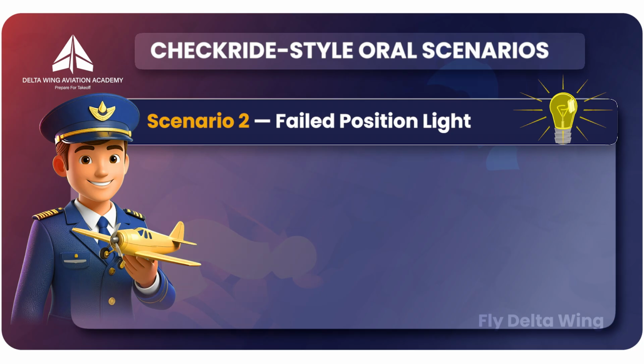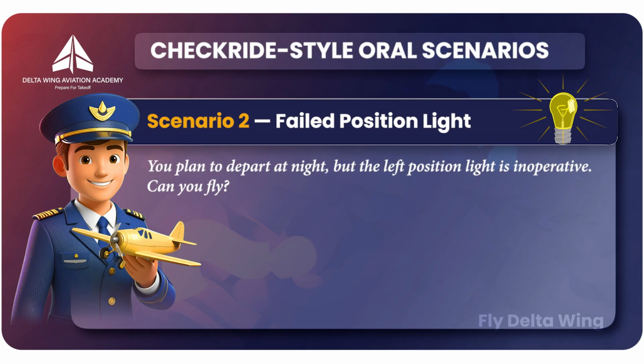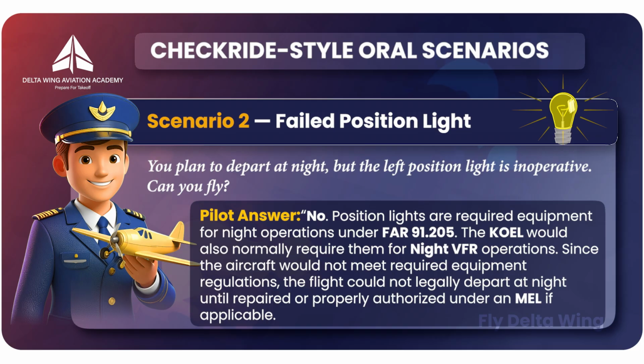Scenario 2, failed position light. DPE question: You plan to depart at night, but the left position light is inoperative. Can you fly? Pilot answer: No.